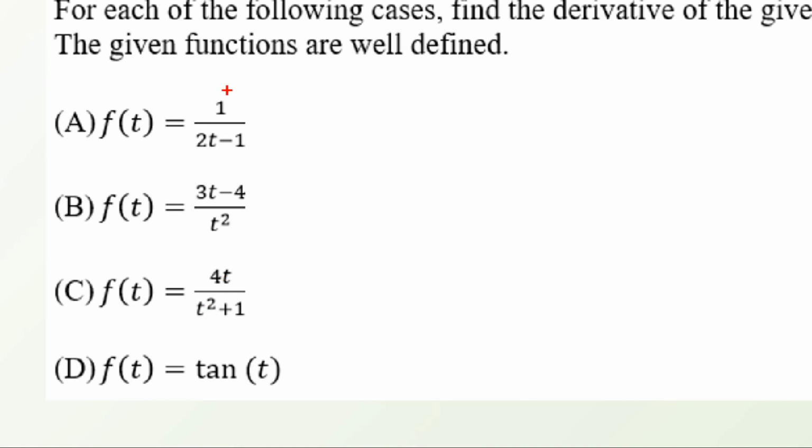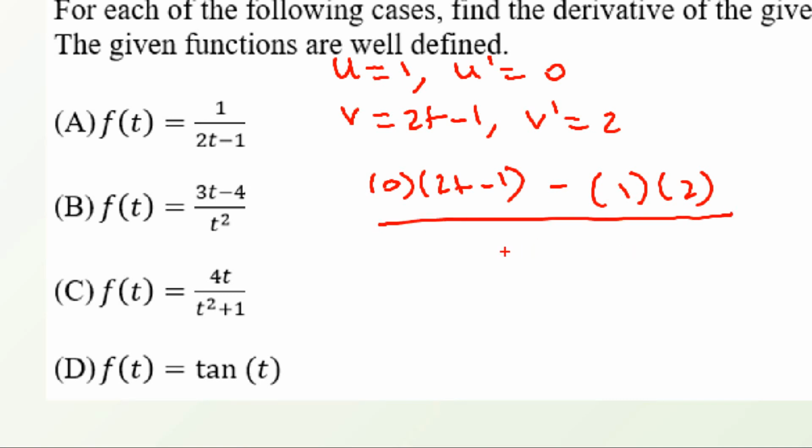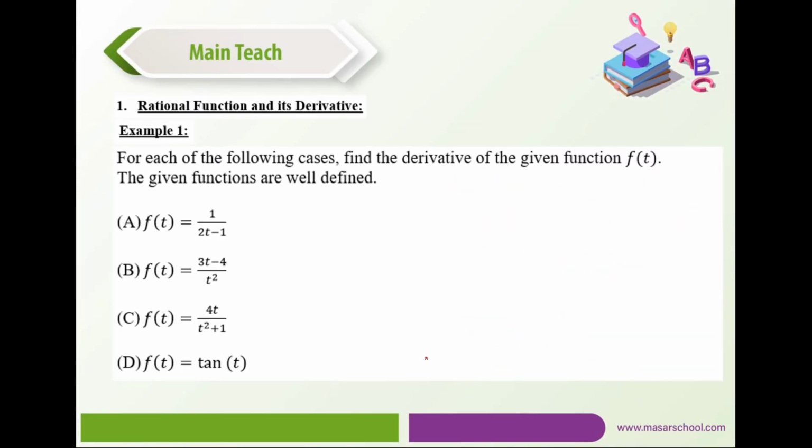So this is a rational function, then u is the numerator, which is 1, its derivative is given by 0. The denominator is a linear function, the derivative would be a constant, so now we can apply the formula, and that would be given by u prime v, which is 0 multiplied by 2t minus 1, minus u, which is 1 multiplied by v prime, and that would be 2, divided by 2t minus 1 to the power of 2, and that would be negative 2 divided by 2t minus 1 to the power of 2. So that would be the answer for part A.